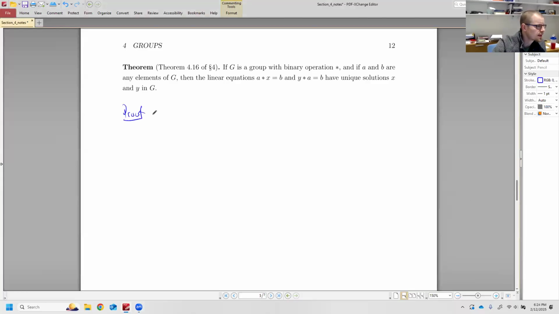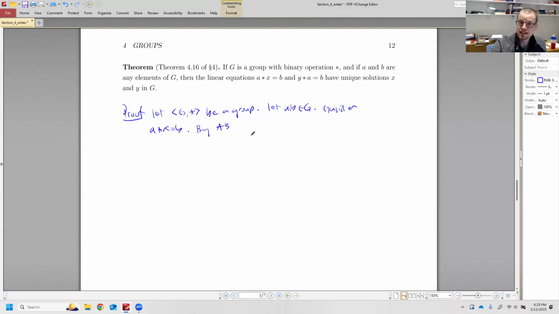Our proof is going to start with: let (G, star), right? That's our notation for a set and a binary operation. Let that be a group. Fantastic. So it's a group with binary operation star. And let A and B be elements of G. Consider the equation, of course, A star x equals B.